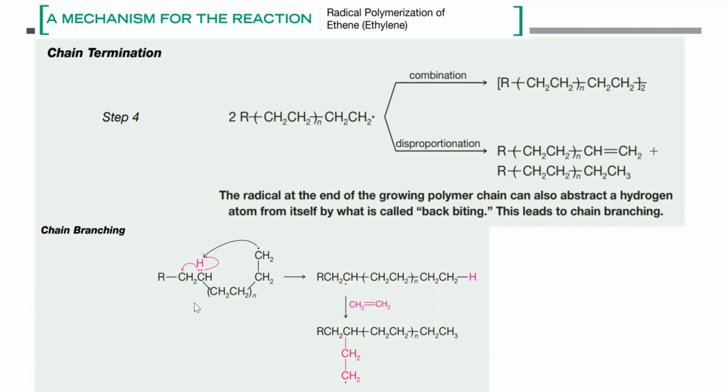Alternately, you can also have chain branching. How does chain branching occur? Chain branching is when you have the radical here. You can abstract a hydrogen a few carbons away, so that this end is terminated and the carbon a few carbons away gets the radical.